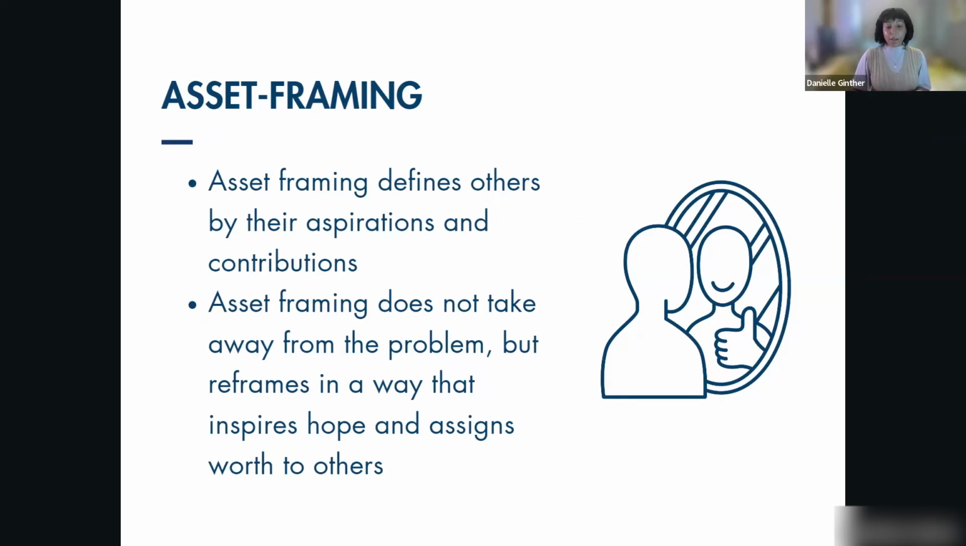Another important aspect of framing is asset framing. So avoiding deficit framing, which defines people by their problems, while asset framing defines people by their aspirations and their contributions. So moving from disadvantaged Black mothers to Black mothers and birthing people who have experienced barriers to care, changing at-risk babies to premature babies or babies born into low-income housing, changing low-income mothers to mothers and birthing people with low incomes. By using asset framing, you are not taking away from the problem or ignoring that the problem is there, but reframing the issue in a way that inspires hope and gives worth to the people you wish to help.